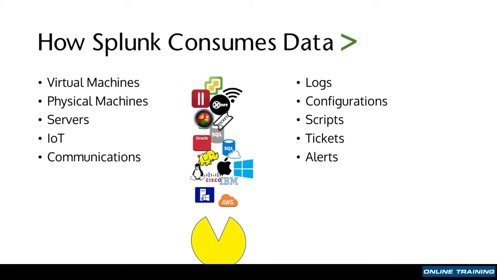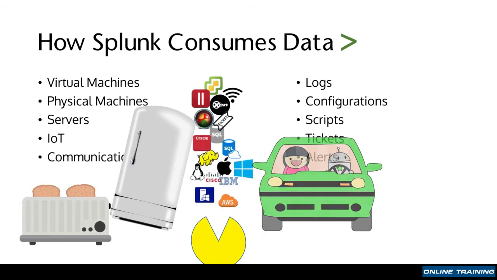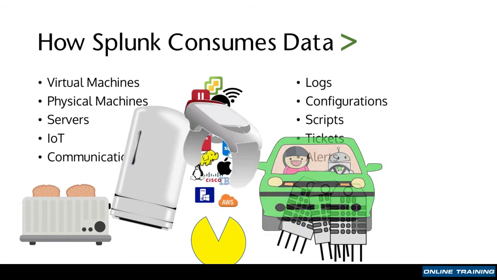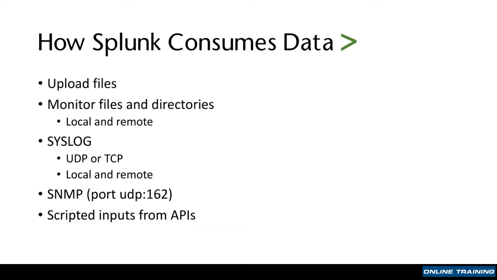So Splunk can consume all of the regular types of data that you would expect, and look at that Internet of Things. So we can consume data from toasters and things like that, but more importantly, self-driving cars, sensors on our bodies like fitness sensors, and all kinds of things. Of course, Splunk can consume the regular logs, configurations, scripts, tickets, alerts, virtual and physical servers, communications devices, almost anything you can throw at it.